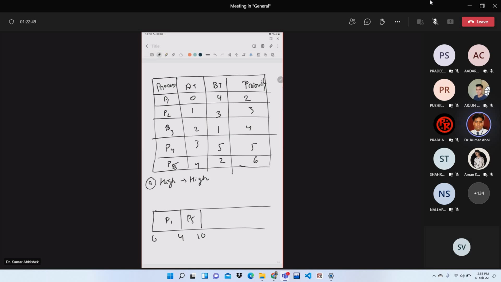At 10, we have P2, P3, P4. P4 will execute till 11. Then P3 will execute till 12 and P2 will execute till 15.